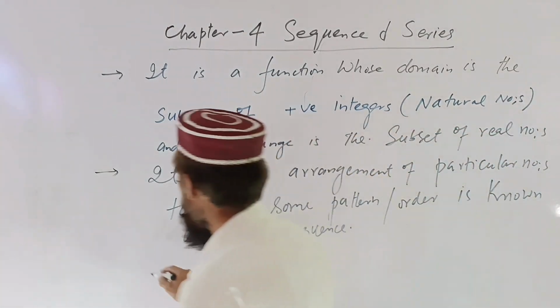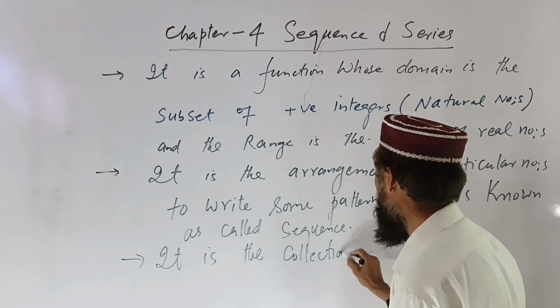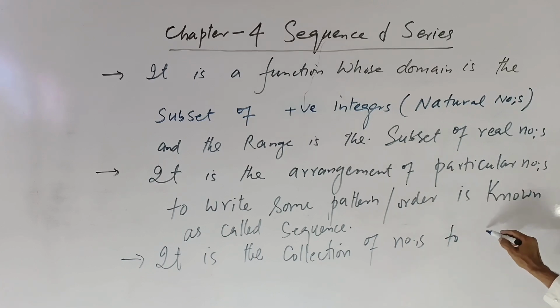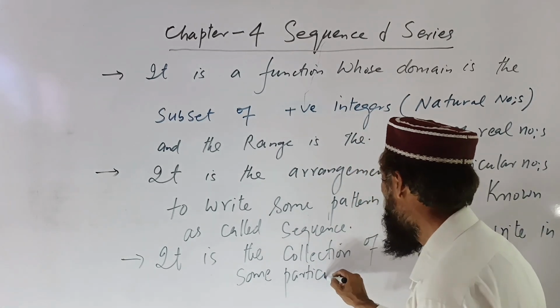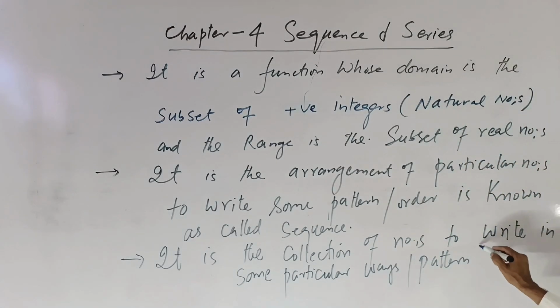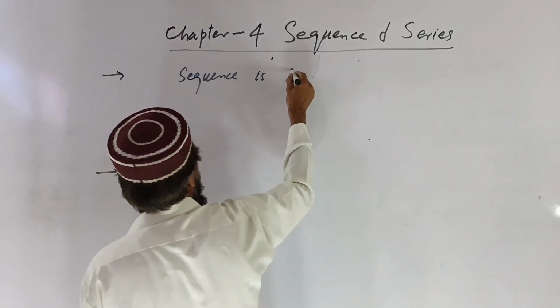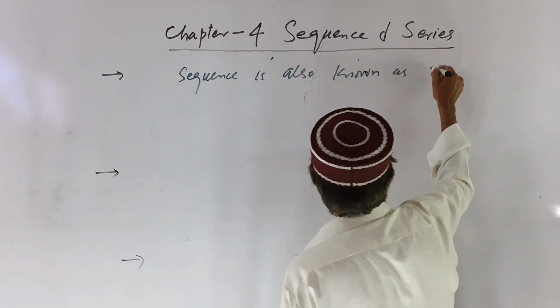And the third one: it is the collection of numbers to write in some particular ways, patterns, order, is called a sequence. Also known as progression.